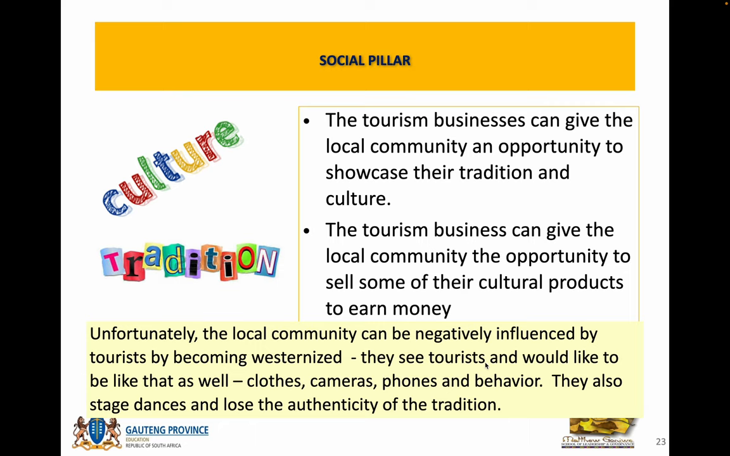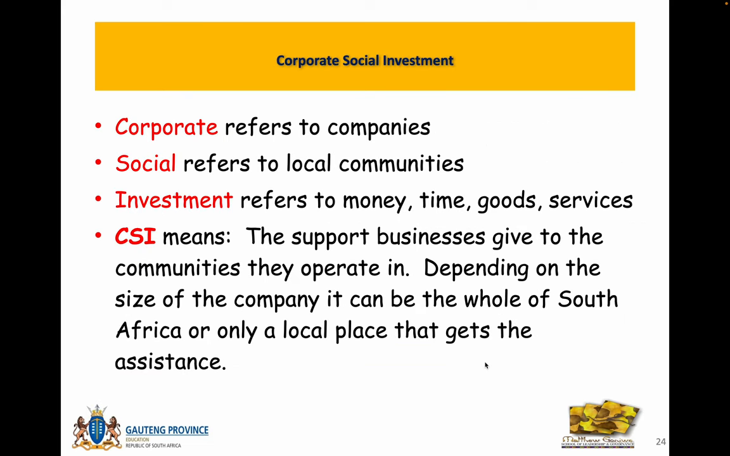We have the economic pillar, which talks about profit. We have the social pillar, which talks about anything to do with people. We have the environmental pillar, which talks about plants. So you need to be able to understand how these differ, as we indicated in our slide. Then the last part talks about corporate social investment.